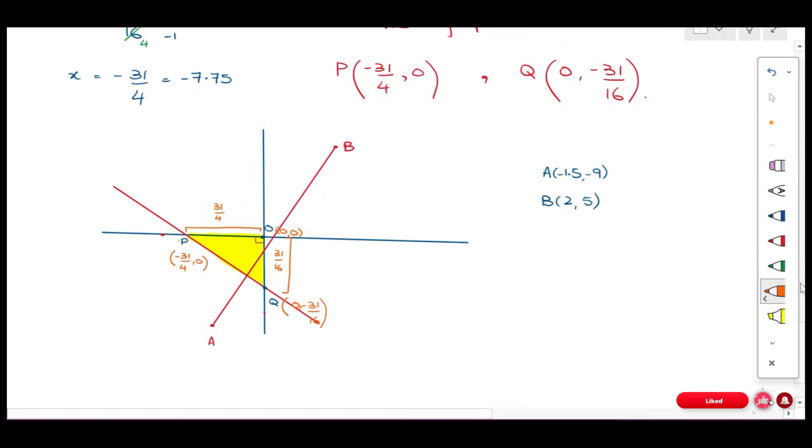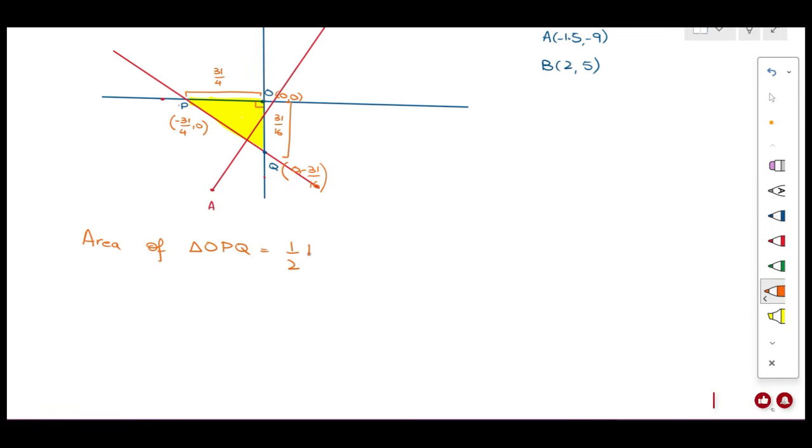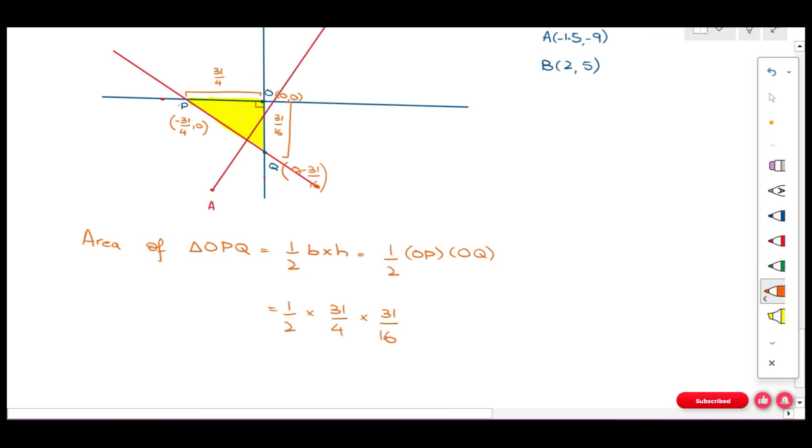Okay, so now let me figure out the area for this triangle. So here we can say area of triangle OPQ, which is half base times height. This is half base, I'm going to fix OP, and the height I want to fix as OQ. So that is equal to half multiplied by the base 31 by 4, multiplied by the height 31 over 16.